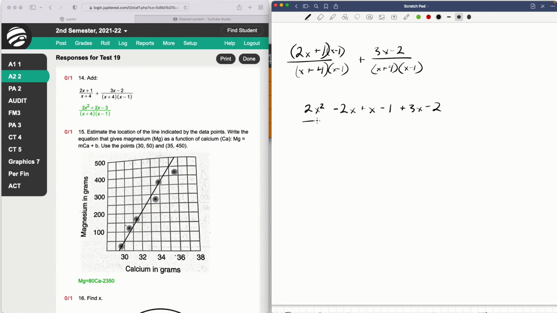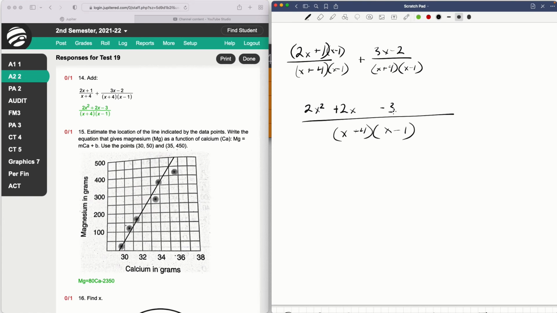So let's combine some things. Plus 3x, 4x minus 2. So that's going to be a positive 2x total. And then minus 1 minus 2 is going to be minus 3. So negative 2x squared plus 2x minus 3. I think that we can factor that into something.